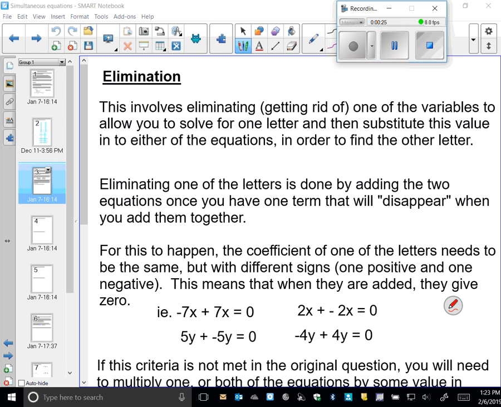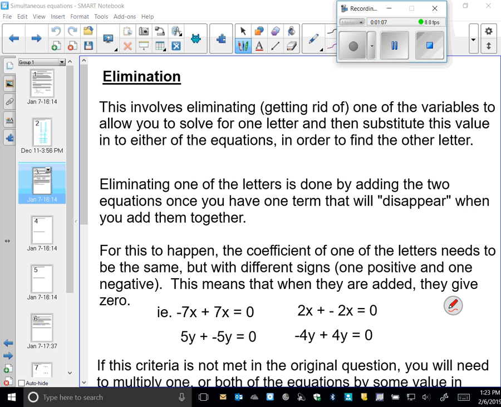So, what it involves is eliminating, good name for it, isn't it? The elimination method. We're eliminating, which means getting rid of, one of the variables to allow you to solve for one letter, and then you substitute that value into either of the other two equations in order to find the other one. Now, I haven't specified eliminate the x or eliminate the y because you can choose to eliminate either of them. One will probably be easier than another, but you can eliminate either the x or the y, it's up to you.